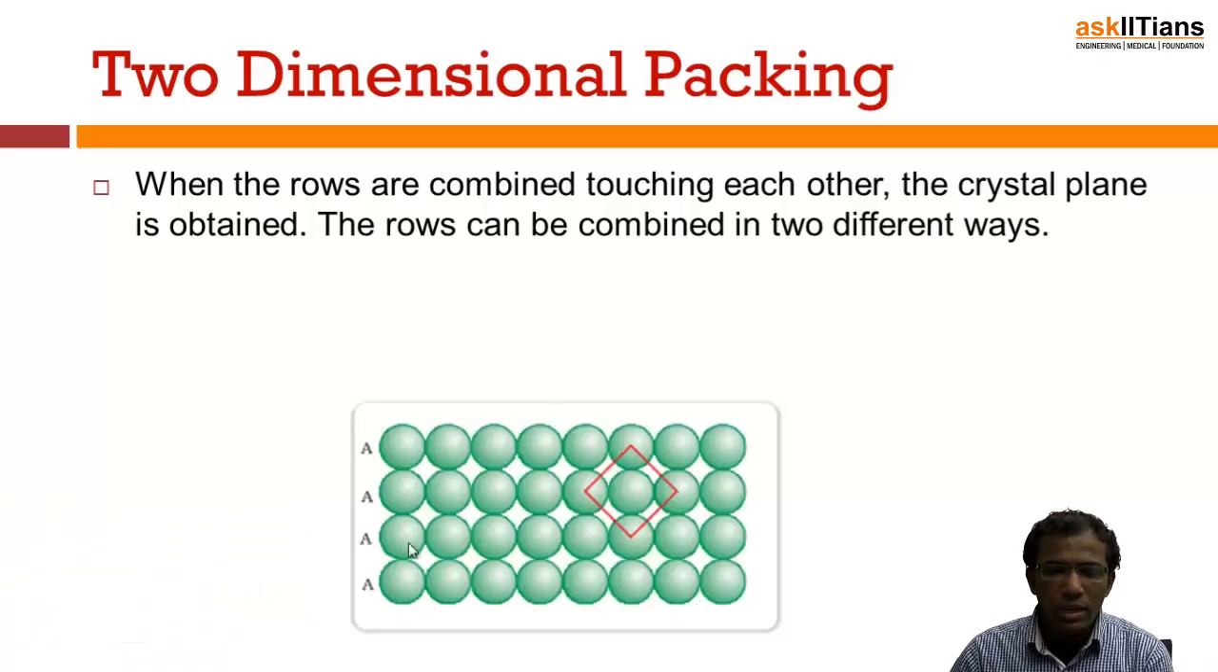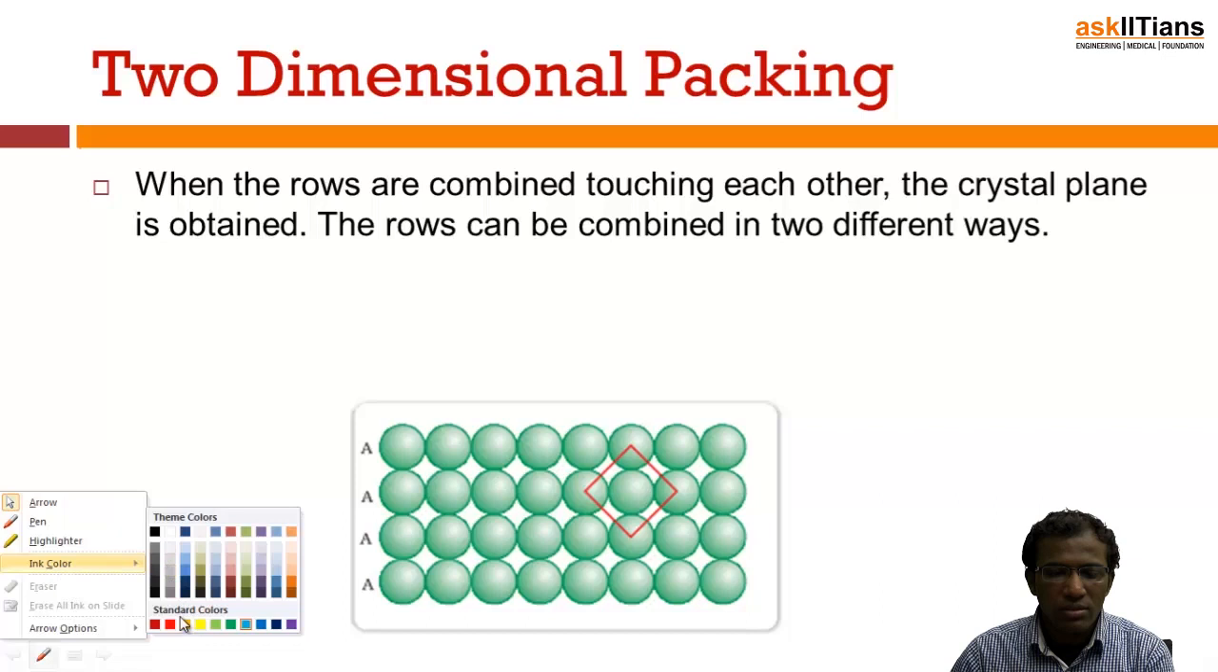Okay, so here I am showing one of the ways. Here this is the 1-dimensional packing. The spheres are arranged in this fashion, and since I need to arrange in 2 dimensions, what I am doing is placing a sphere exactly below this one. I am placing this one exactly below this one. So the second row is exactly identical to the first row. So that's why I am giving the same.